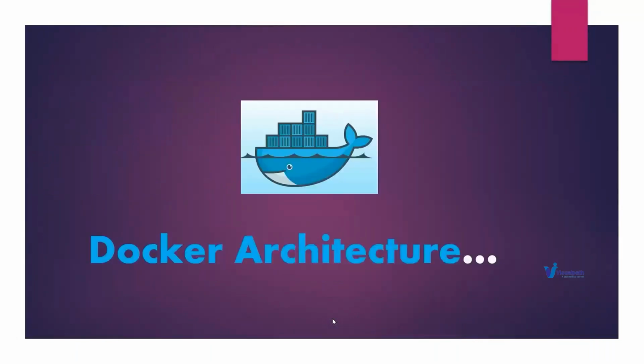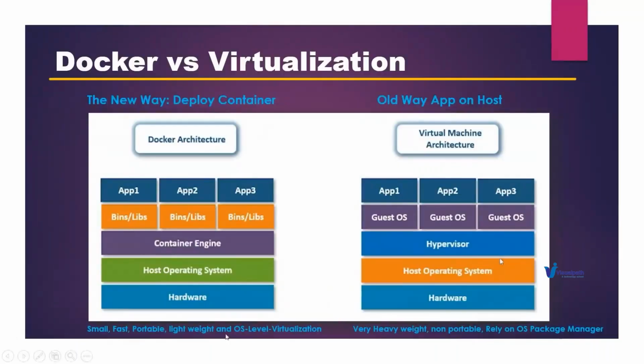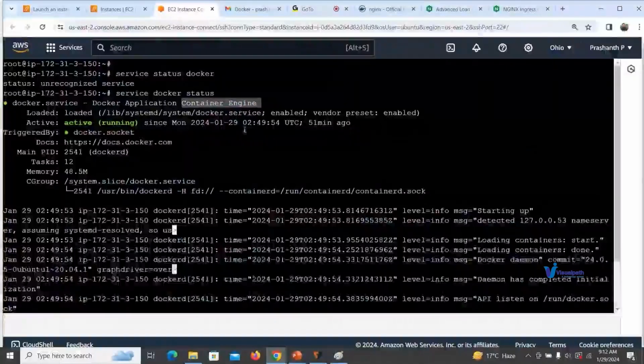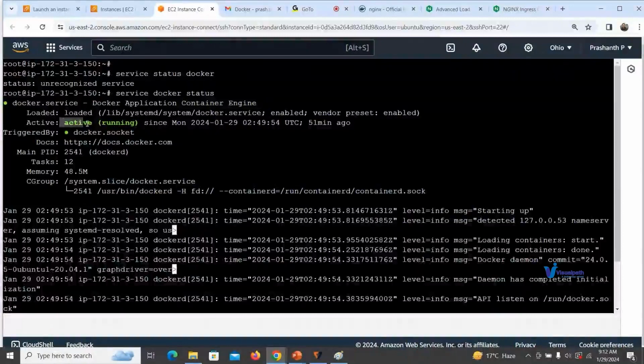Where architecture, right? Container engine, right? This container engine is nothing but Docker, so we can also call it the container engine. And this service has been actively up and running since today's date and time, Monday, in UTC time, around 51 minutes ago. 51 minutes means almost an hour, since we started this Docker installation. During that time, it has been up and running.